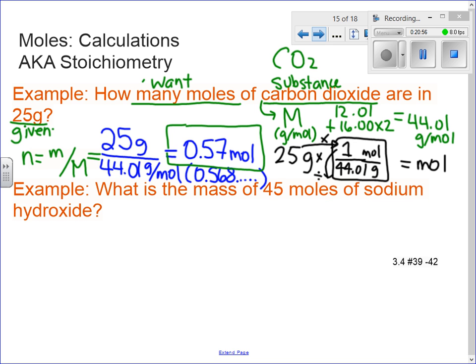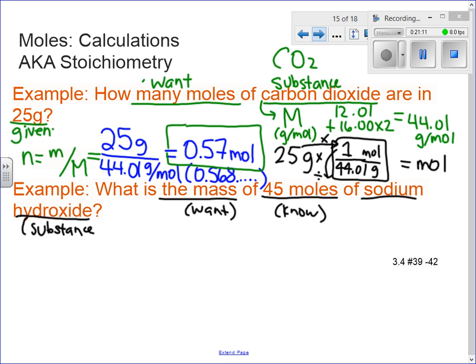So in the second example, we'll look for the same thing. What is the mass? That's what I want. Of 45 moles. That's what I know. Of sodium hydroxide. That's my substance. So I know that before I can calculate anything with that formula, I need to know the molar mass. So my first step will be to consider the formula for sodium hydroxide. The correct formula is NaOH.